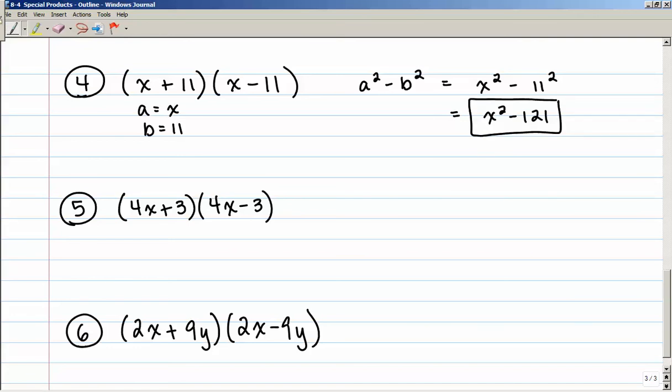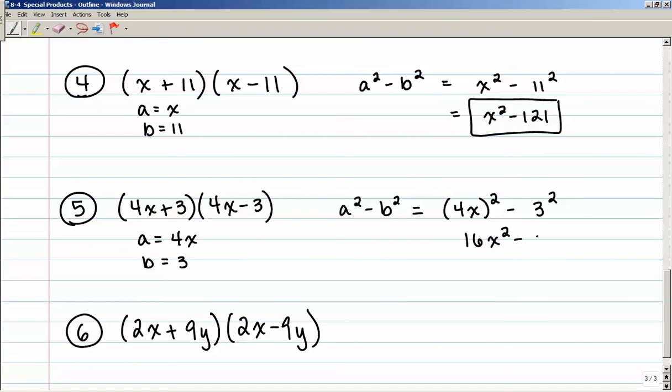Example number 5, again, it's the product of a sum and a difference. In this case, my a is 4x and my b is 3. Plugging that in, a squared minus b squared is going to be the quantity 4x squared. Remember, this was like example number 3, where if my a or my b, in either case, is more than just one term, more than just one number or variable in the term, I have to square the whole thing, minus 3 squared. 4x, the quantity squared, is 16x squared, and 3 squared is 9.